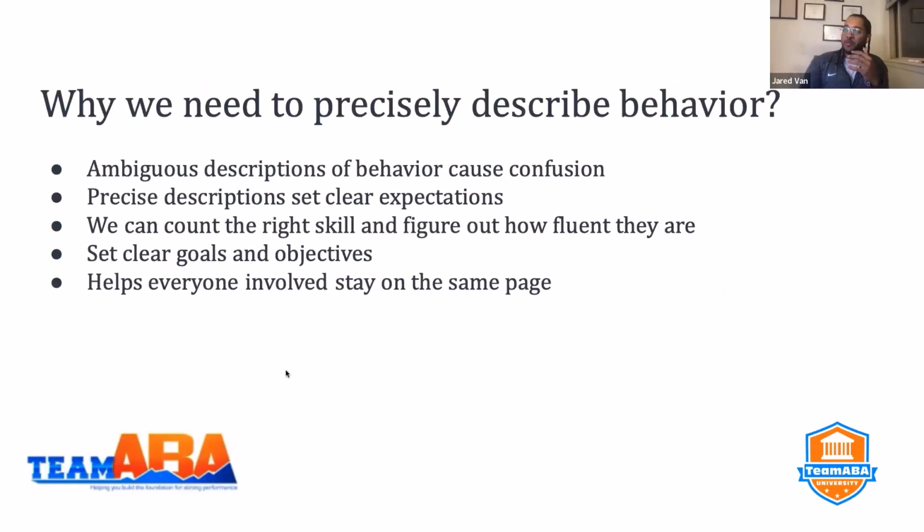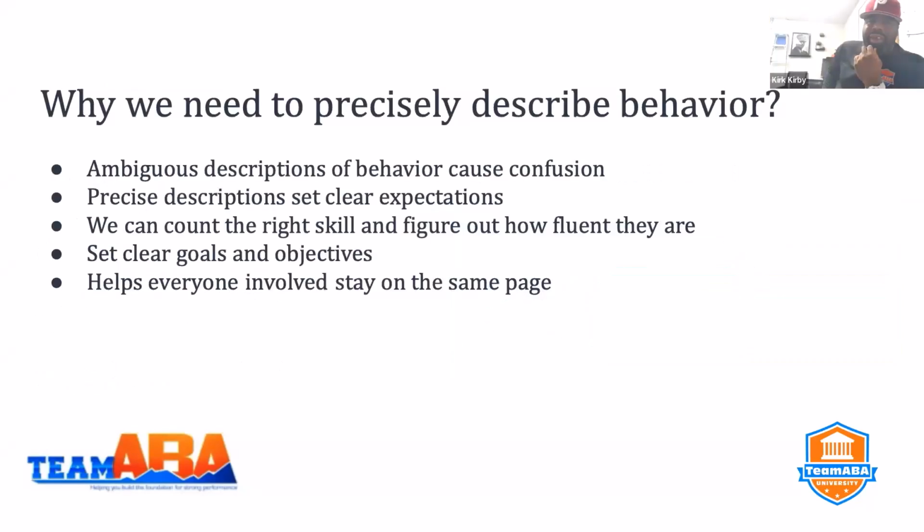What we really need to make sure we do, especially with sports performance, is describe behavior precisely, because a lot of times there are ambiguous descriptions of behavior, which can cause confusion between the coaches, the athletes, and even the people who are just general watchers of the sport. Precise descriptions set clear expectations so we know what the goals and objectives are, how we can gain fluency, and what that looks like. It also helps everybody stay on the same page.